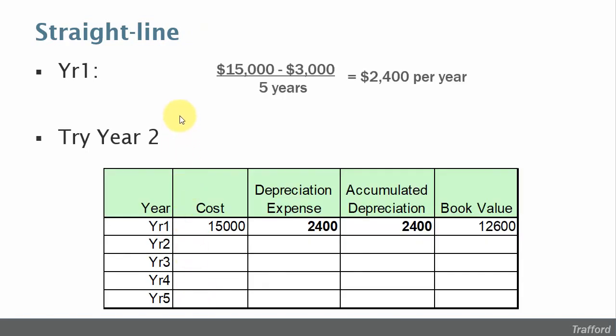Well, fill in the formula that you saw earlier. Acquisition cost is $15,000 minus residual value. Depreciable cost is $12,000 divided by 5. Depreciation expense in year 1 is computed simply at $2,400.